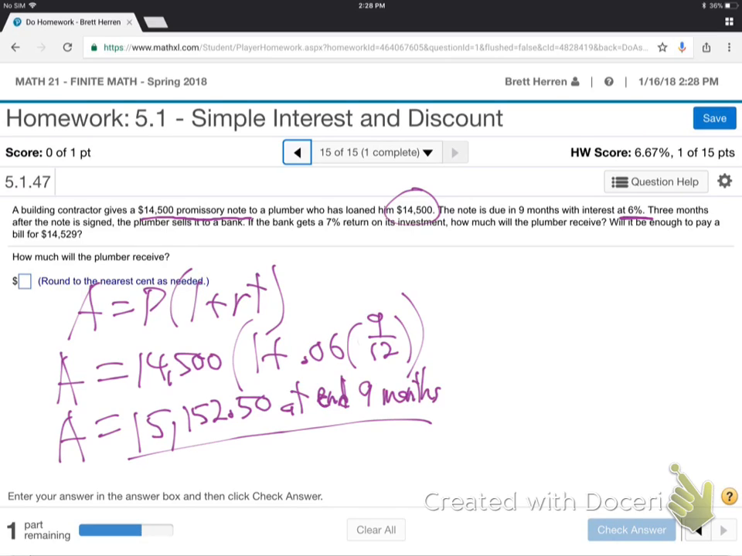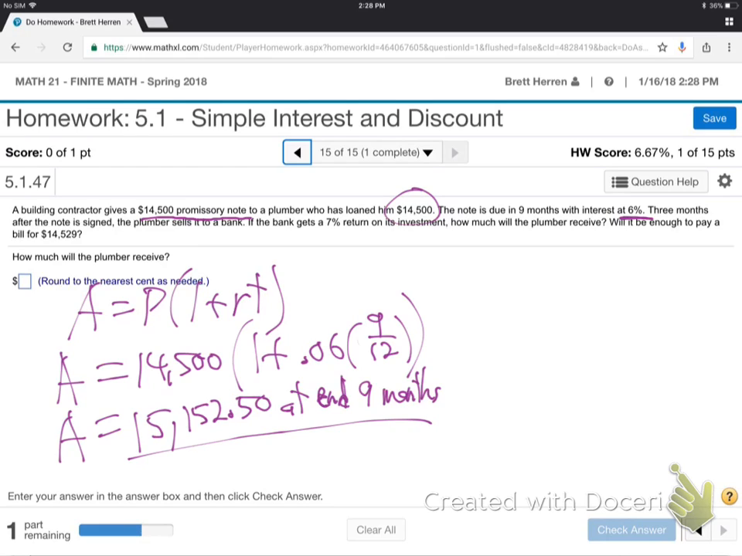He signs that note. Says, all right. So the plumber is going to get that money at the end of 9 months. You with me so far? That will become the amount of money the plumber will get paid at the end of 9 months. So it's kind of like the time value of money, right? The plumber's work was worth $14,500 when he did it, but later it's worth more because of interest over time.